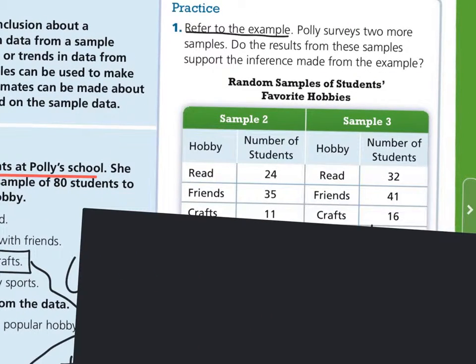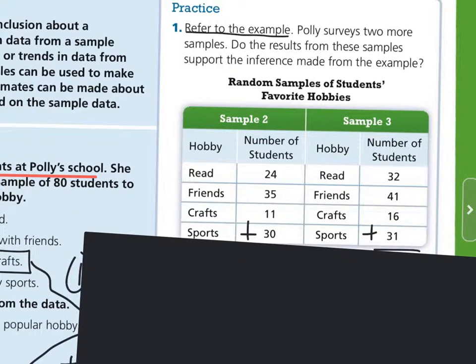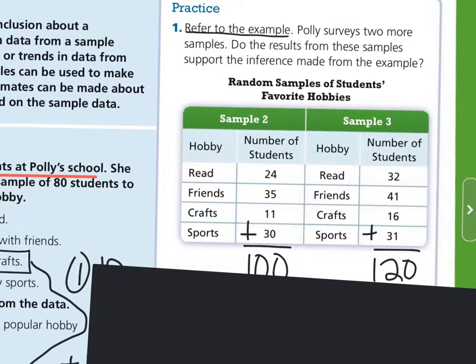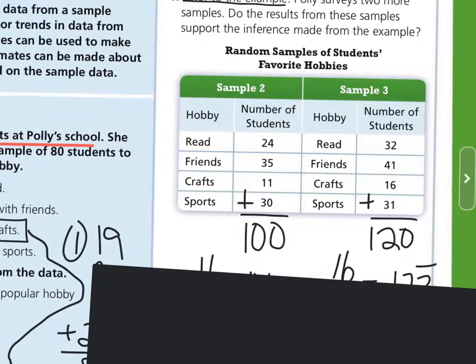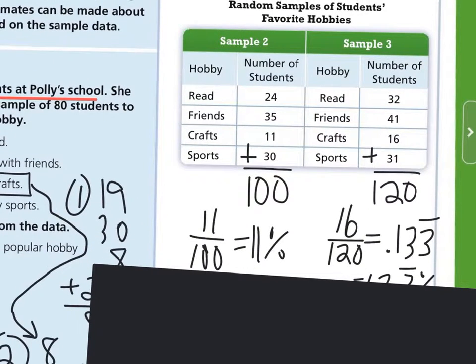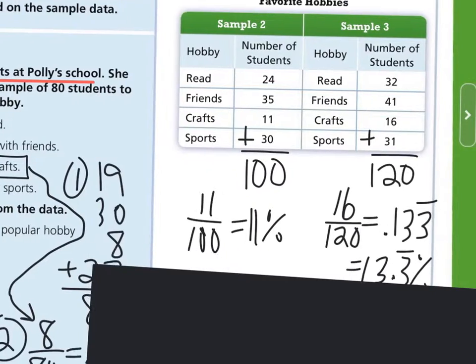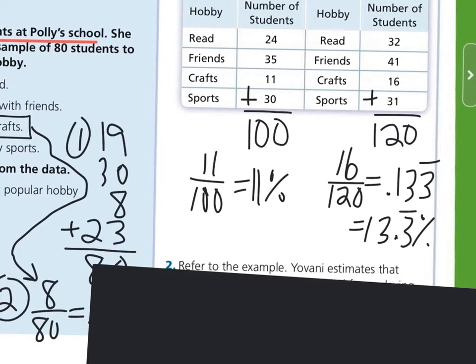Okay, so if we look at this table here, we had in the first sample, %, crafts, this is the smallest number. The third sample, crafts again was the smallest percent, it's about 13.3%.